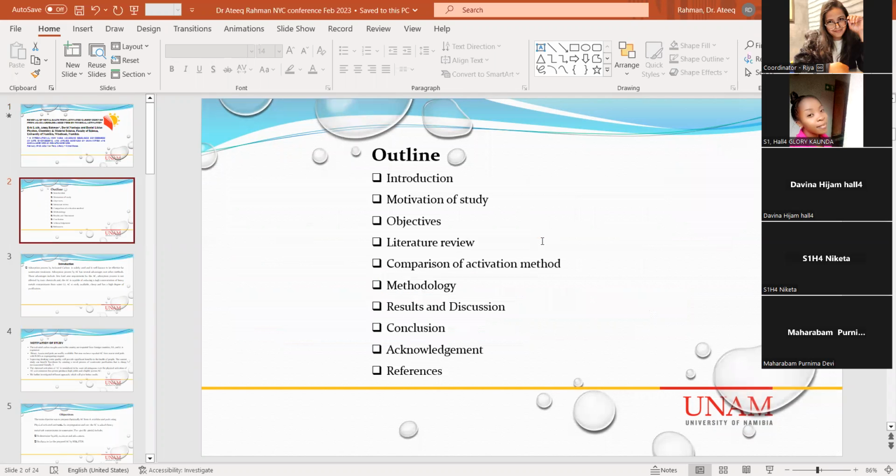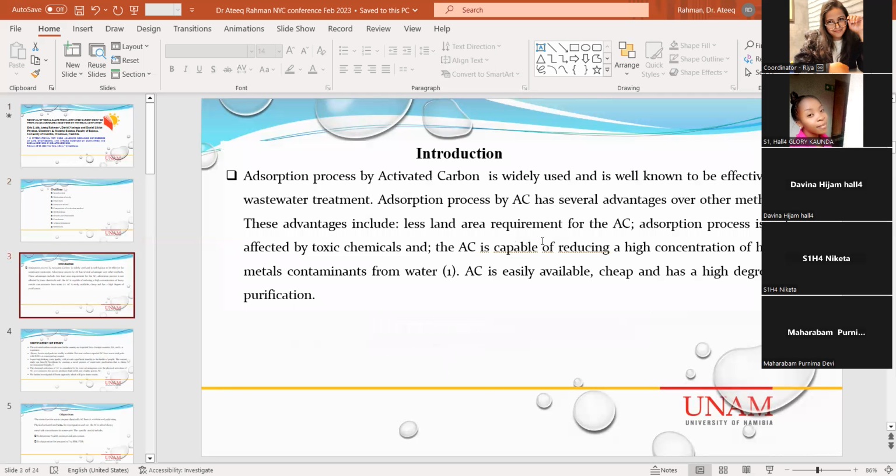The outline is as follows: introduction, motivation of study, objectives, literature review, comparison of activation methods, methodology, results and discussion, conclusion, acknowledgement, and references. So the introduction is as follows.